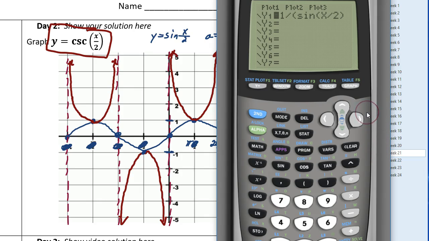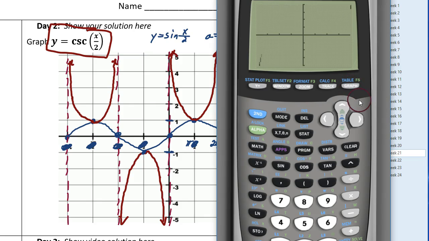There's not a cosecant button, but cosecant is the reciprocal of sine. So I've typed 1 divided by, and then in parentheses, the sine of x over 2. Notice the double parenthesis here on the end. The first parenthesis just encloses the x over 2, and the second parenthesis encloses the fact that that entire thing was our denominator. Then press graph. You'll notice that it does make those U-shaped curves that we had in red ink.